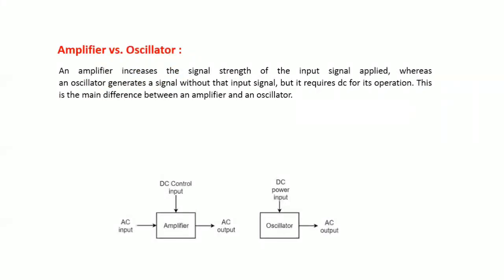Now we see the basic comparison between oscillators and amplifiers. An amplifier increases the strength of the input signal applied to it, whereas the oscillator generates a signal without any input signal. But the oscillator requires DC for its operation. This is the main difference between amplifiers and oscillators. From the block diagram, you can observe there is no input signal for an oscillator, whereas there is an input signal for an amplifier. One more thing is that an oscillator has positive feedback.